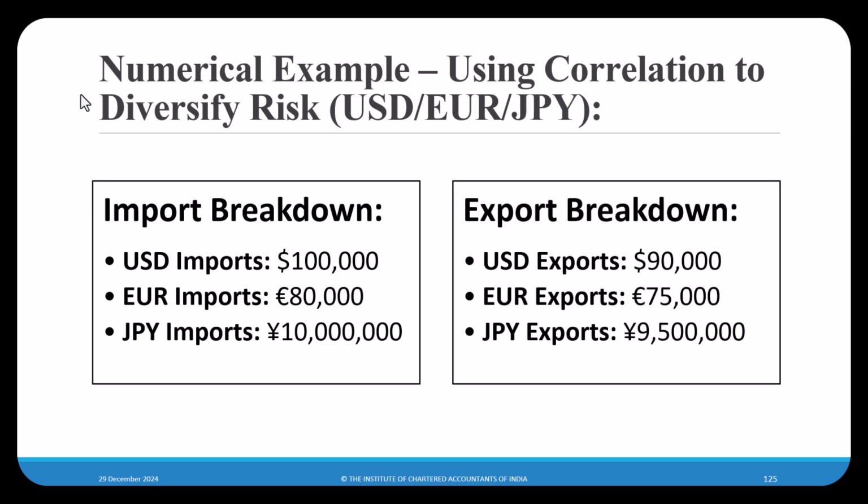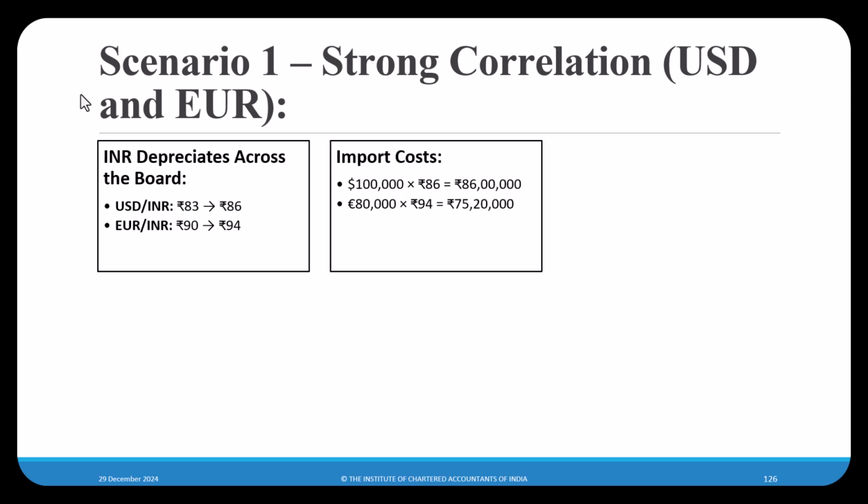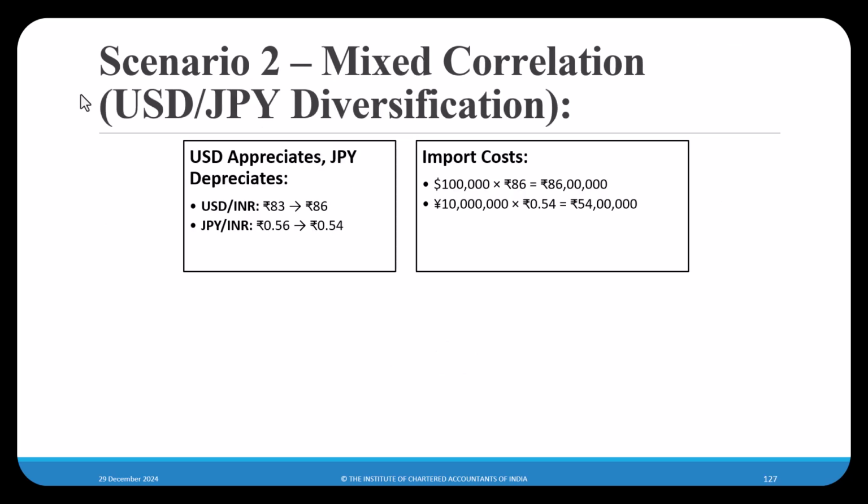So let's now look at an example using correlation, the import breakdown. Okay, this is the export breakdown. We apply these numbers: strong correlation, USD versus INR and euro. The net cost is 13,30,000. If you are exposed to two currencies which are strongly correlated, the net loss was 13,30,000. That means this much is the gap between the two currencies. Then if you have a mix, that means USD versus INR and Japanese yen versus INR.